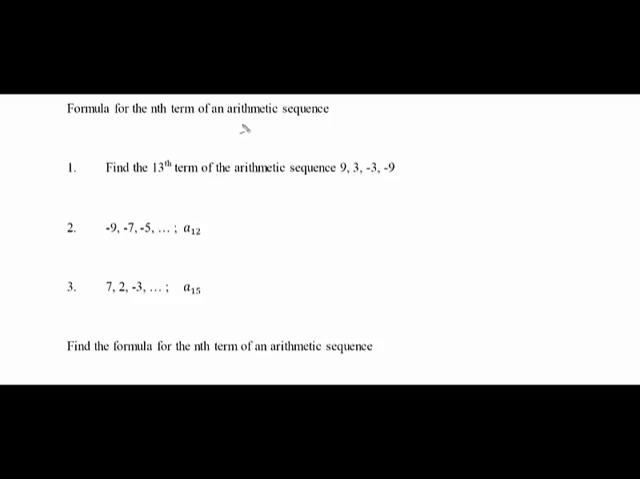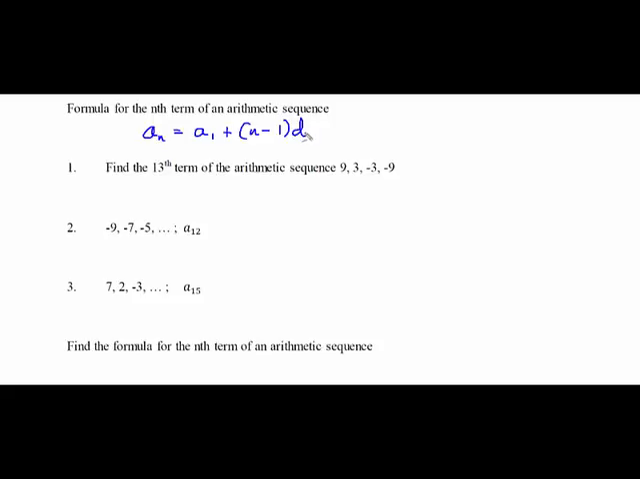The formula for any nth term, or to get to any specific term in an arithmetic sequence, is a sub n is equal to the first term plus the number of terms we're looking for minus 1 times the d, which is the distance or difference between each of the numbers.